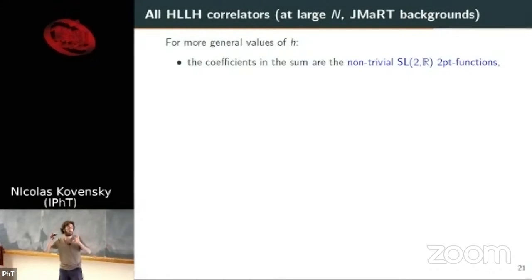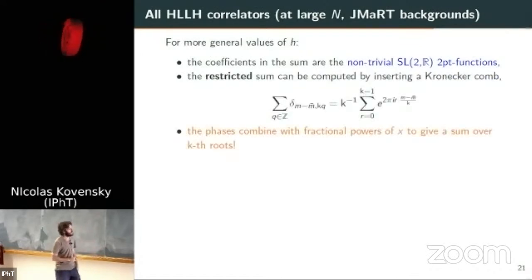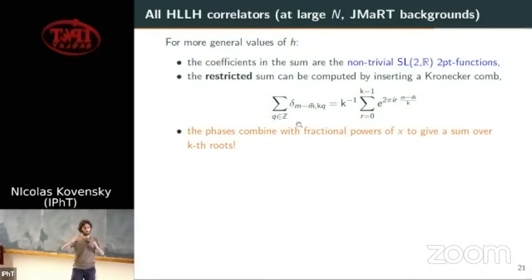I'm not choosing any particular h, any particular weight. I'm letting it be general, and I'm not choosing any particular J-Mart geometry. So this is completely general in that sense. And so what you see is that one efficient way to impose, yes, okay.